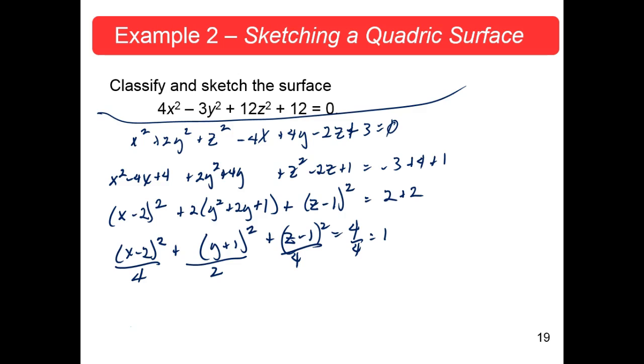Yay or nay? The fact that they're all pluses here means it's an ellipse. If all these denominators had been the same, that would have been a sphere, which is a special case of an ellipse. With this one being shorter, that means the y-axis is suppressed in both dimensions. You have this way it's an ellipse, and that way it's an ellipse.